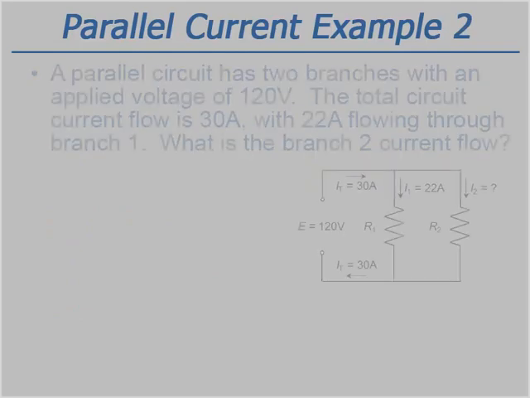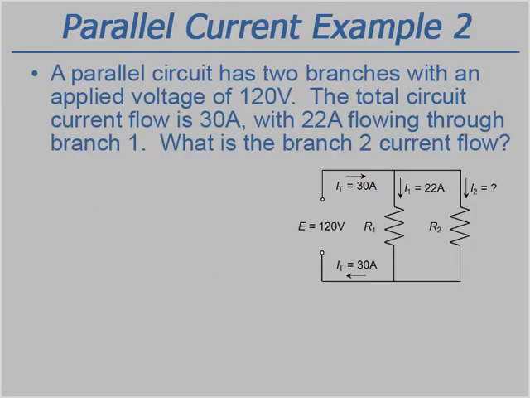In this second example, a parallel circuit with two branches is connected across a 120-volt source. The total circuit current flow is 30 amps, with 22 amps of current flow going through parallel branch 1. What is the current flow in parallel branch 2? Since the total circuit current flow and one parallel branch current flow is known, solve for the unknown parallel branch current flow using the current flow equation.